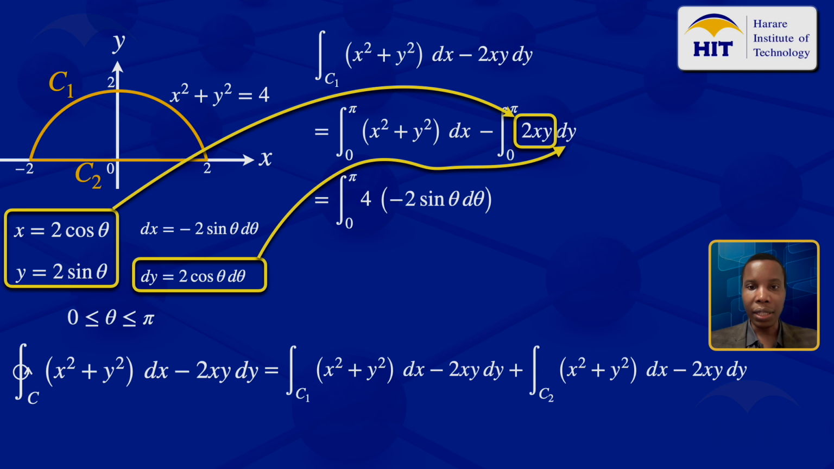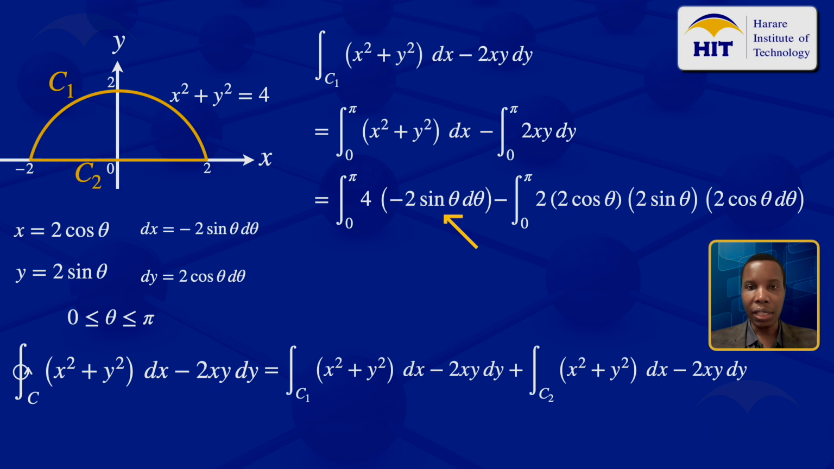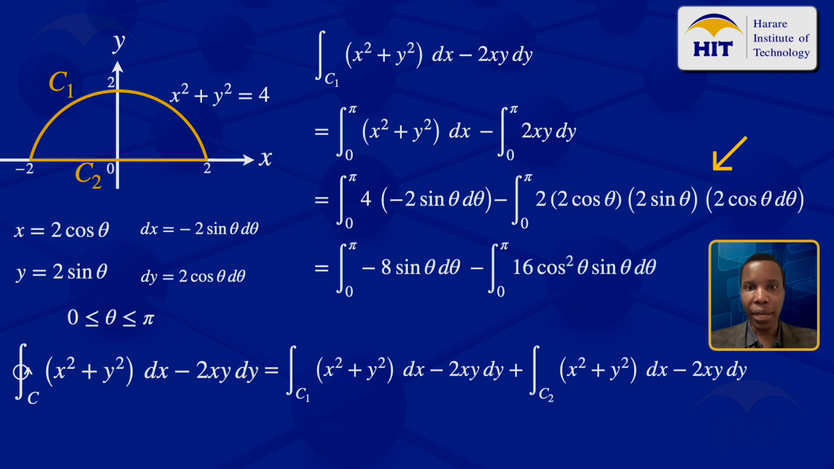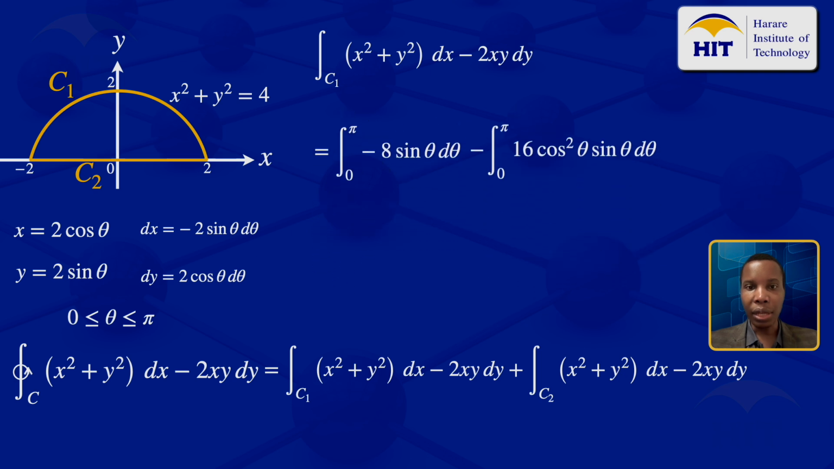And we have that our integral there is the integral from 0 to pi of 2 cosine theta times 2 sine theta times 2 cosine theta d theta. So that is what we are having now. And this part will simplify to the integral from 0 to pi of minus 8 sine theta d theta. And this part here simplifies to the integral from 0 to pi of 16 cosine squared theta sine theta d theta. So those are the integrals that we are having.